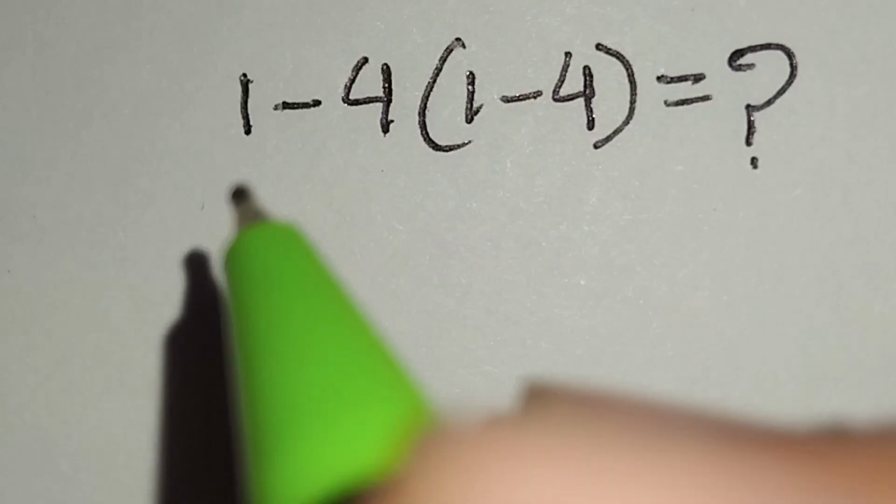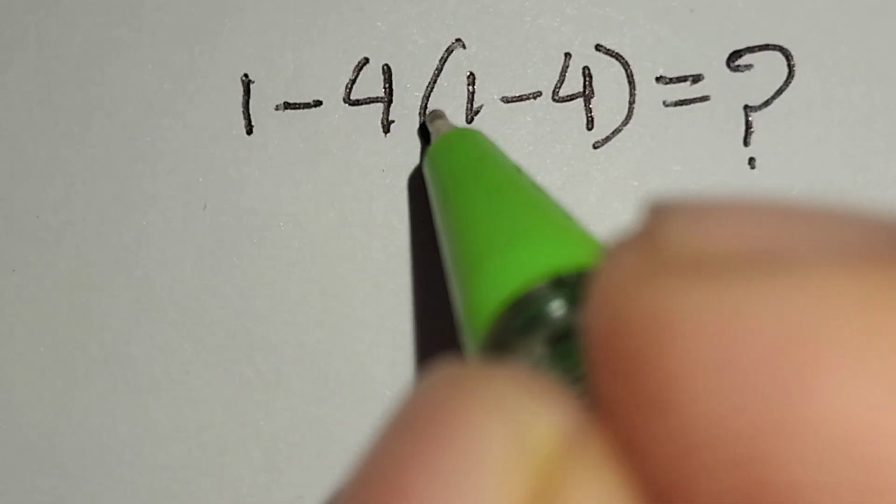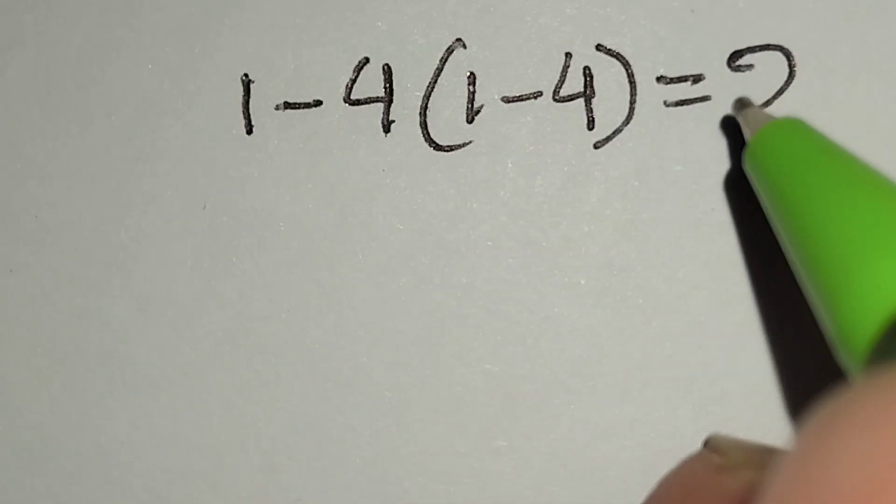Hi guys, this is a nice math problem. 1 minus 4 bracket 1 minus 4 is equal to what?